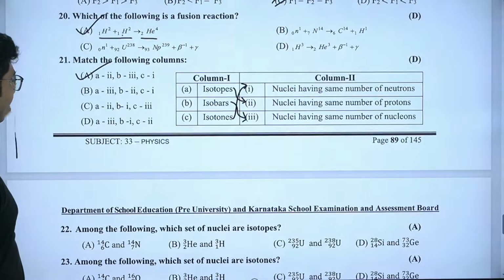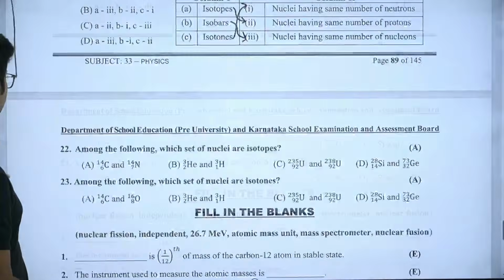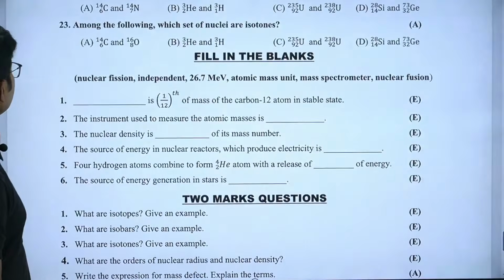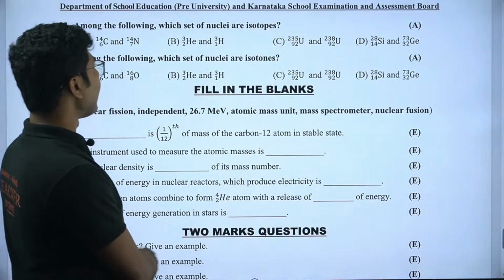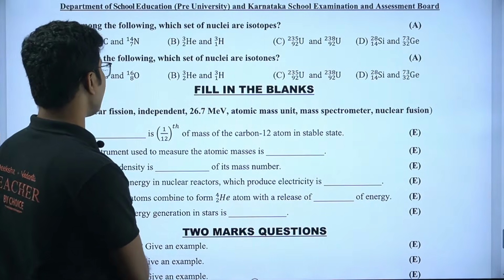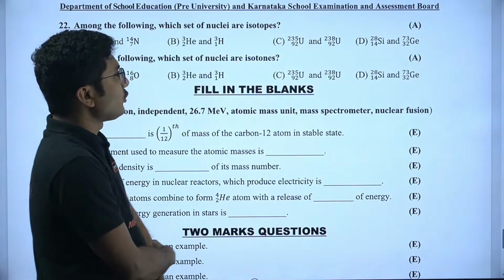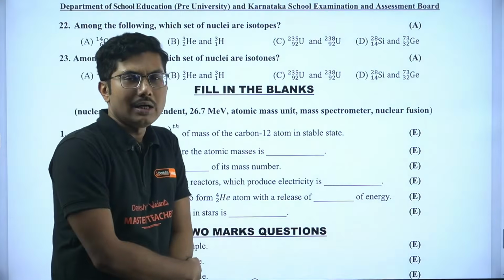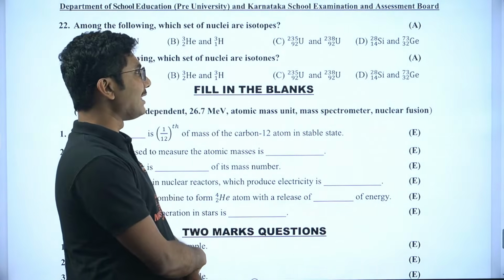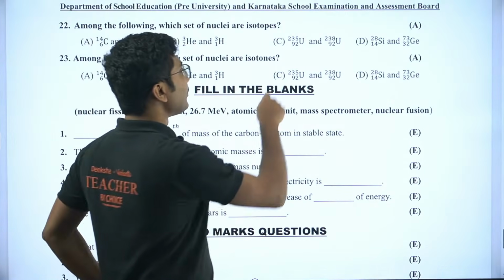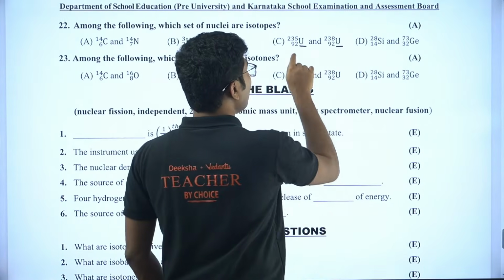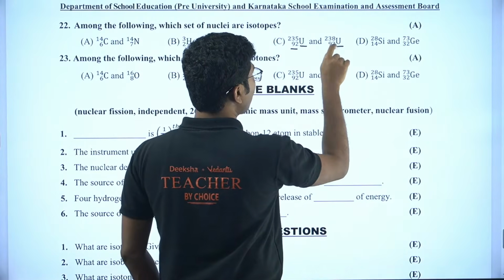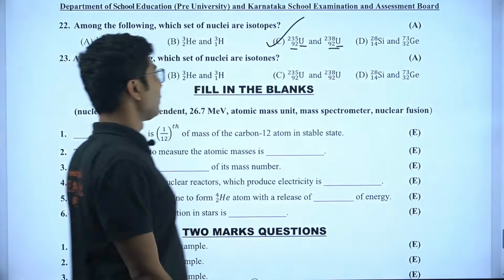Matching questions can be tricky at times, so be careful. Next, among the following sets of nuclei, which of them are isotopes? Isotopes, as I mentioned, have to have the same symbol, so they are easy to identify. If you see that both of them are uranium, both have the same number of protons, so these must be isotopes.